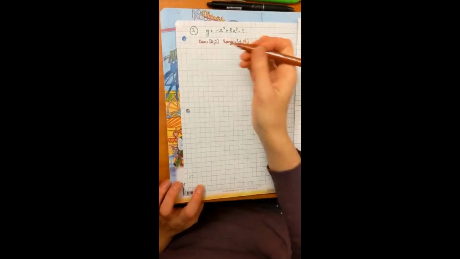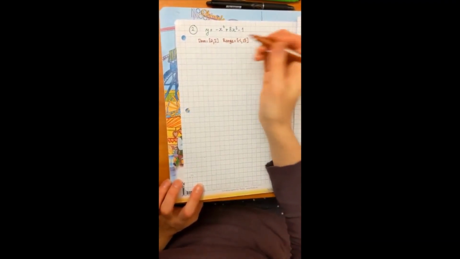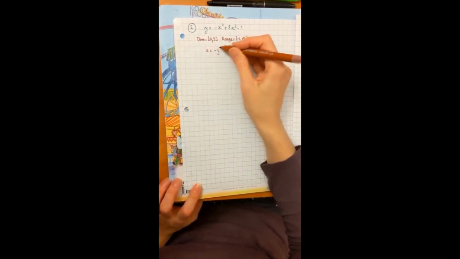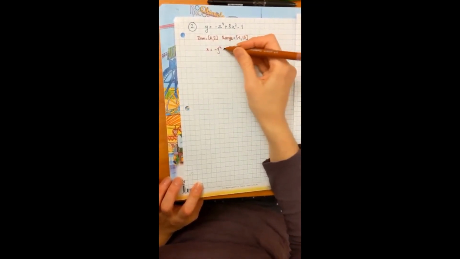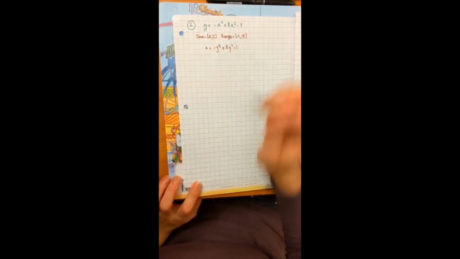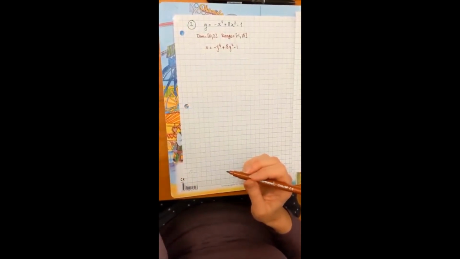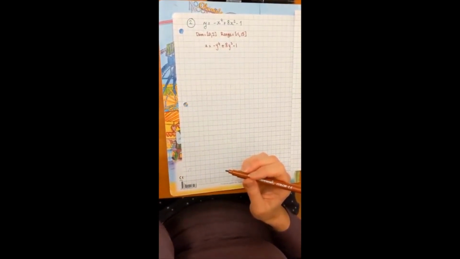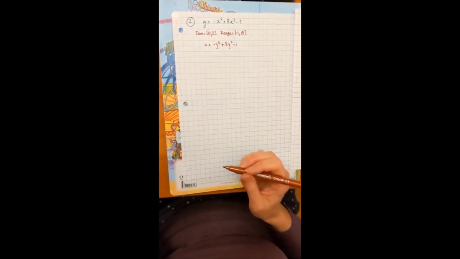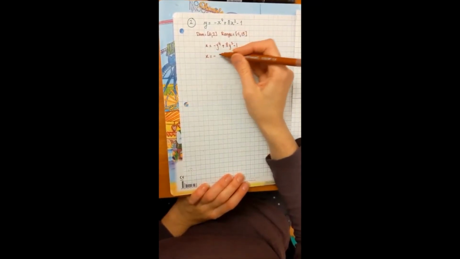So if we want to find the inverse of this function, we're going to switch the names of the variables. We're going to say that x is equal to minus y to the power 4 plus 8y squared minus 1. And we're going to see that this, as I say, behaves somehow like a quadratic function. So what I'm going to try to do is to complete the square. So let me take the negative sign outside.